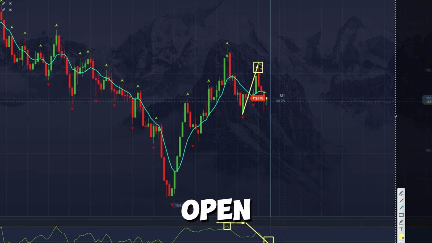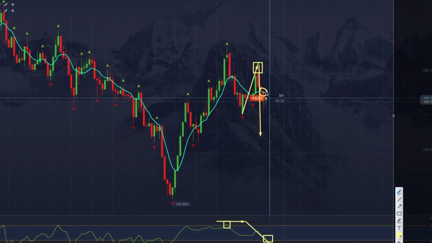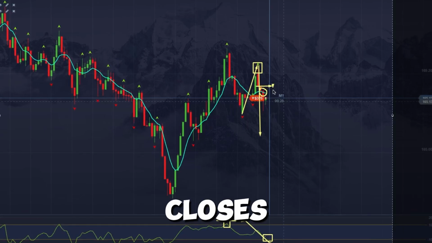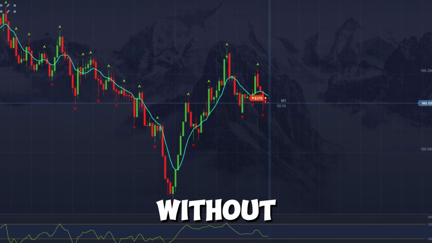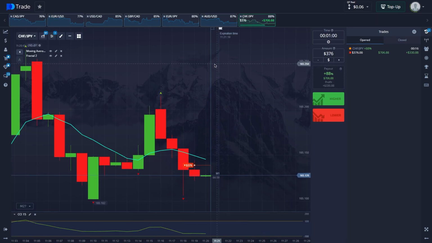That's why it's better to open a trade up rather than down. Let's look at the result. And we have another trade that closes on the plus side without any problems. Everything happened just like I said.